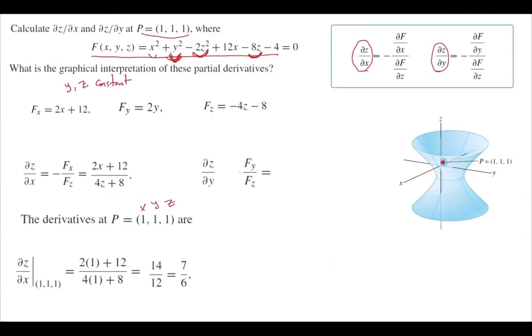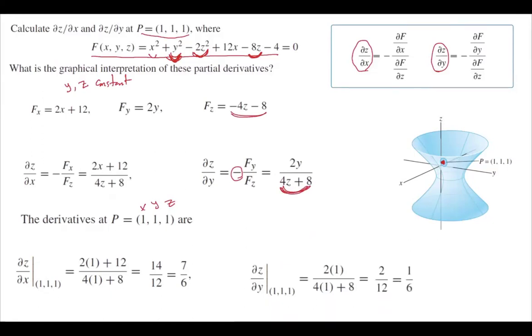Now the partial derivative of z with respect to y, following the formula, is negative partial derivative of f with respect to y over partial derivative of f with respect to z, which is 2y divided by 4z plus 8. Again, this negative sign is distributed on the denominator. That's how you get a positive 4z plus 8. Plug in 1, 1, and 1, you get 1 over 6. Again, you have a positive rate of change. This rate of change is a little bit slower than 7 over 6.